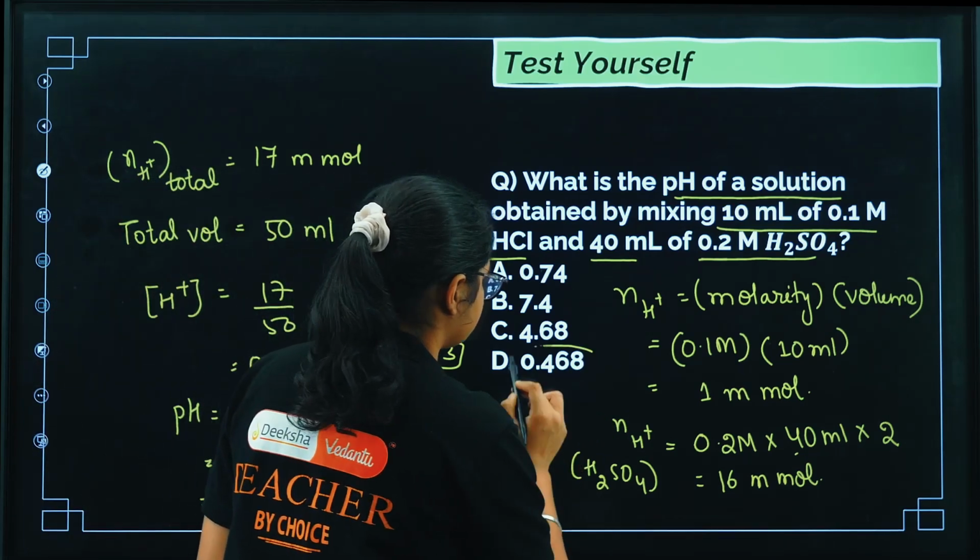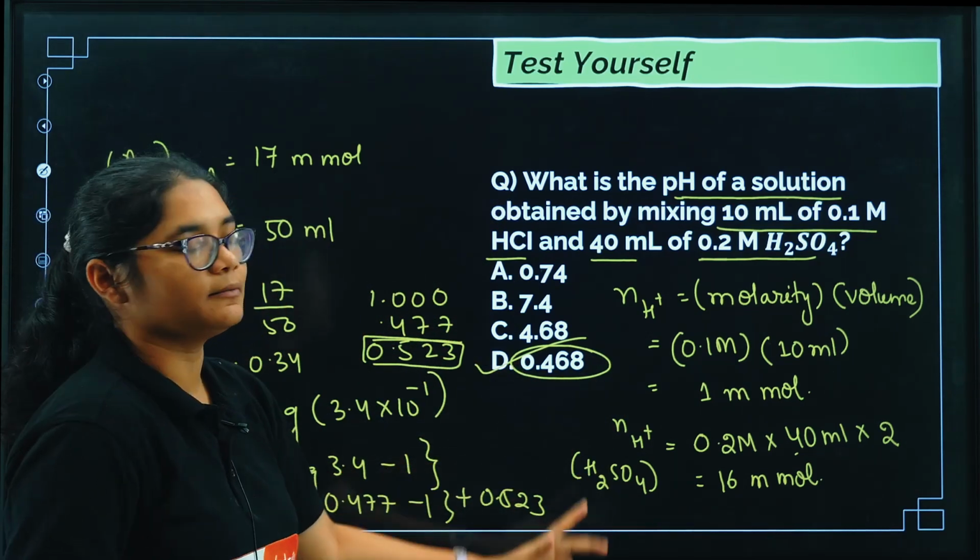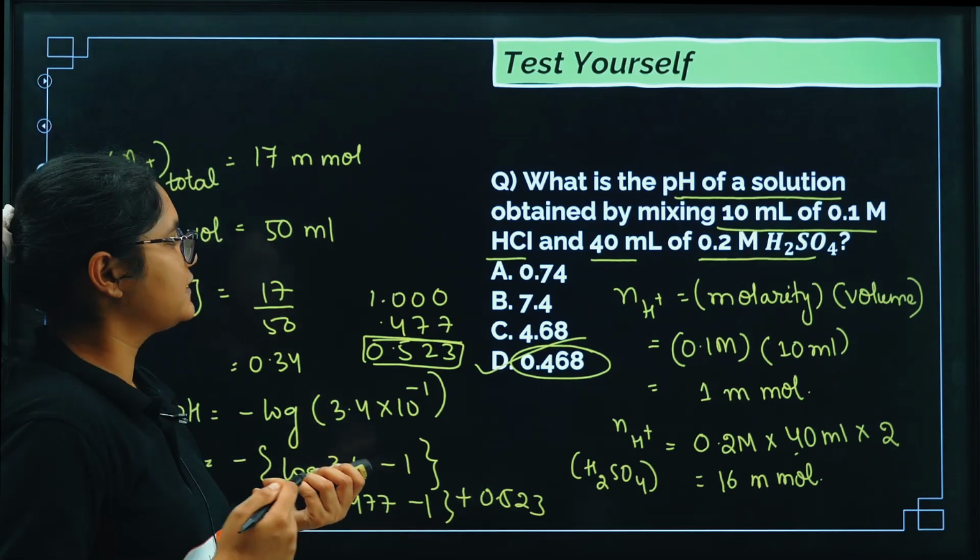So I think the answer has to be option number D, which is nearer to 0.52, option number D. Okay, now let us go to the next question.